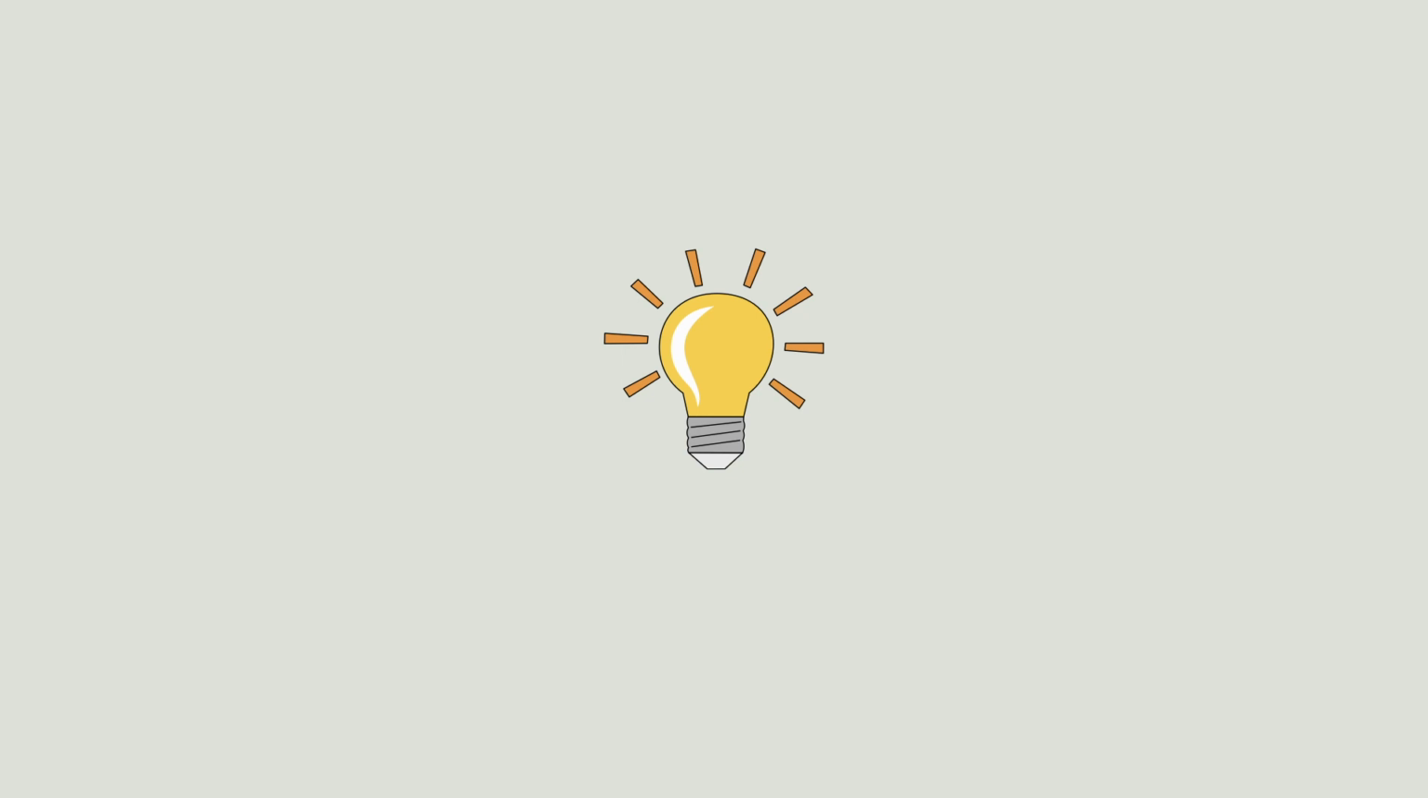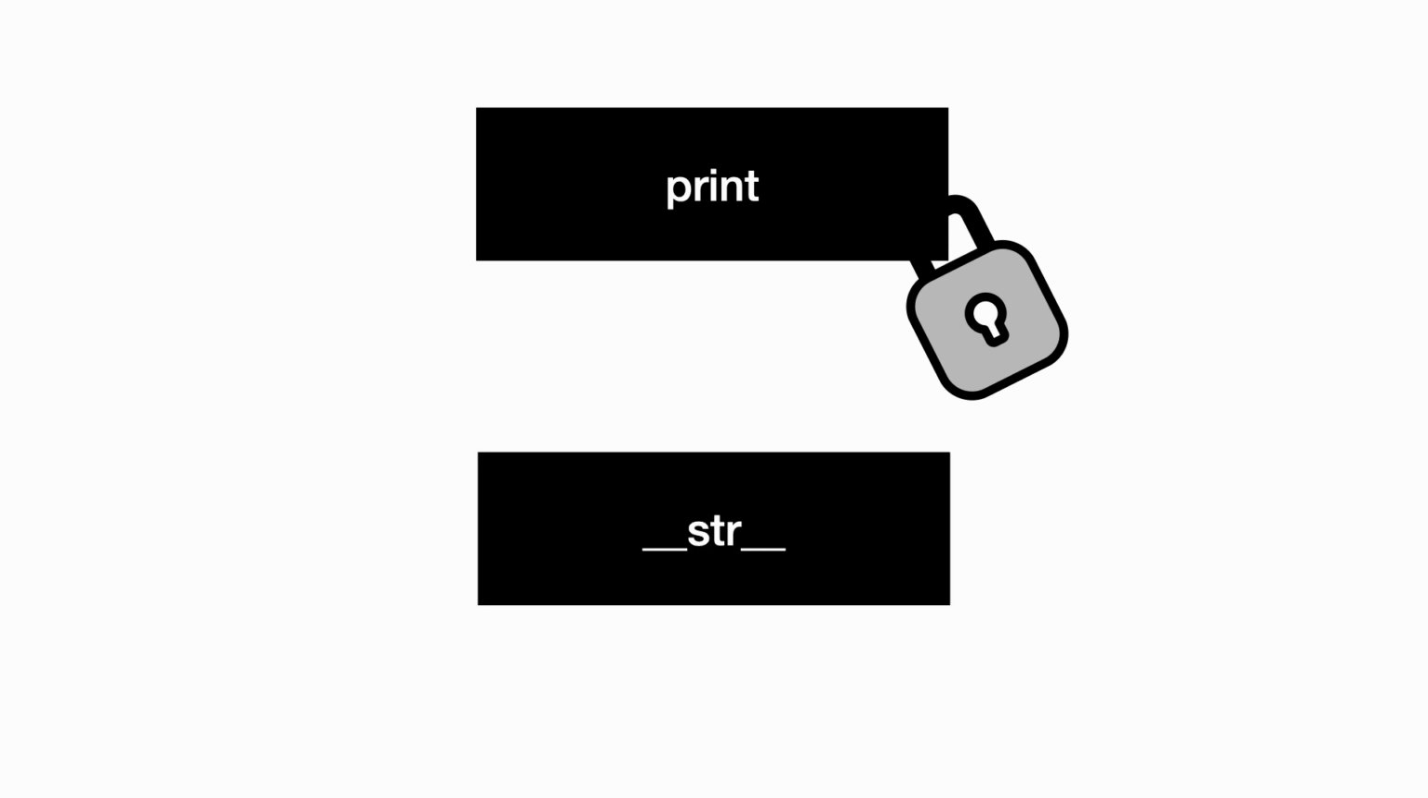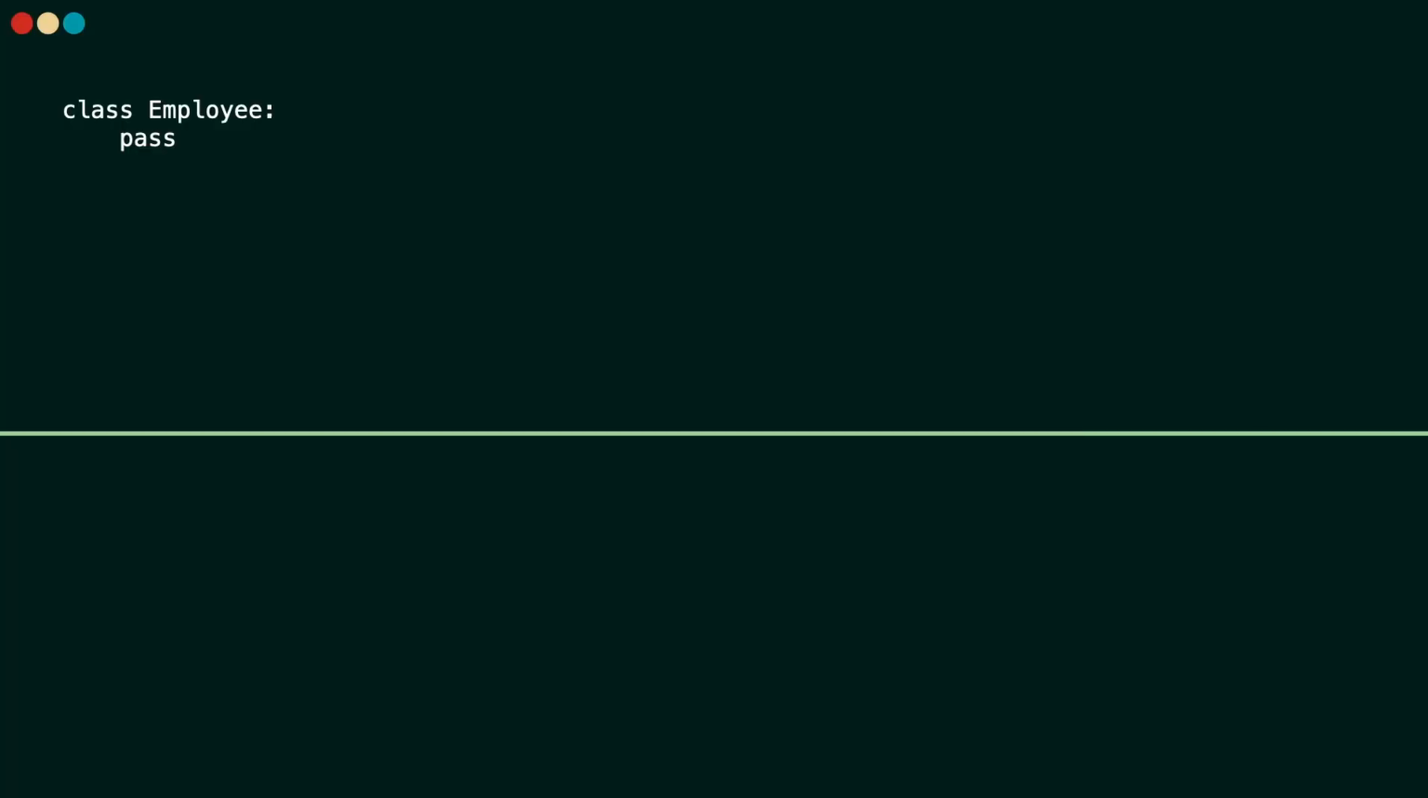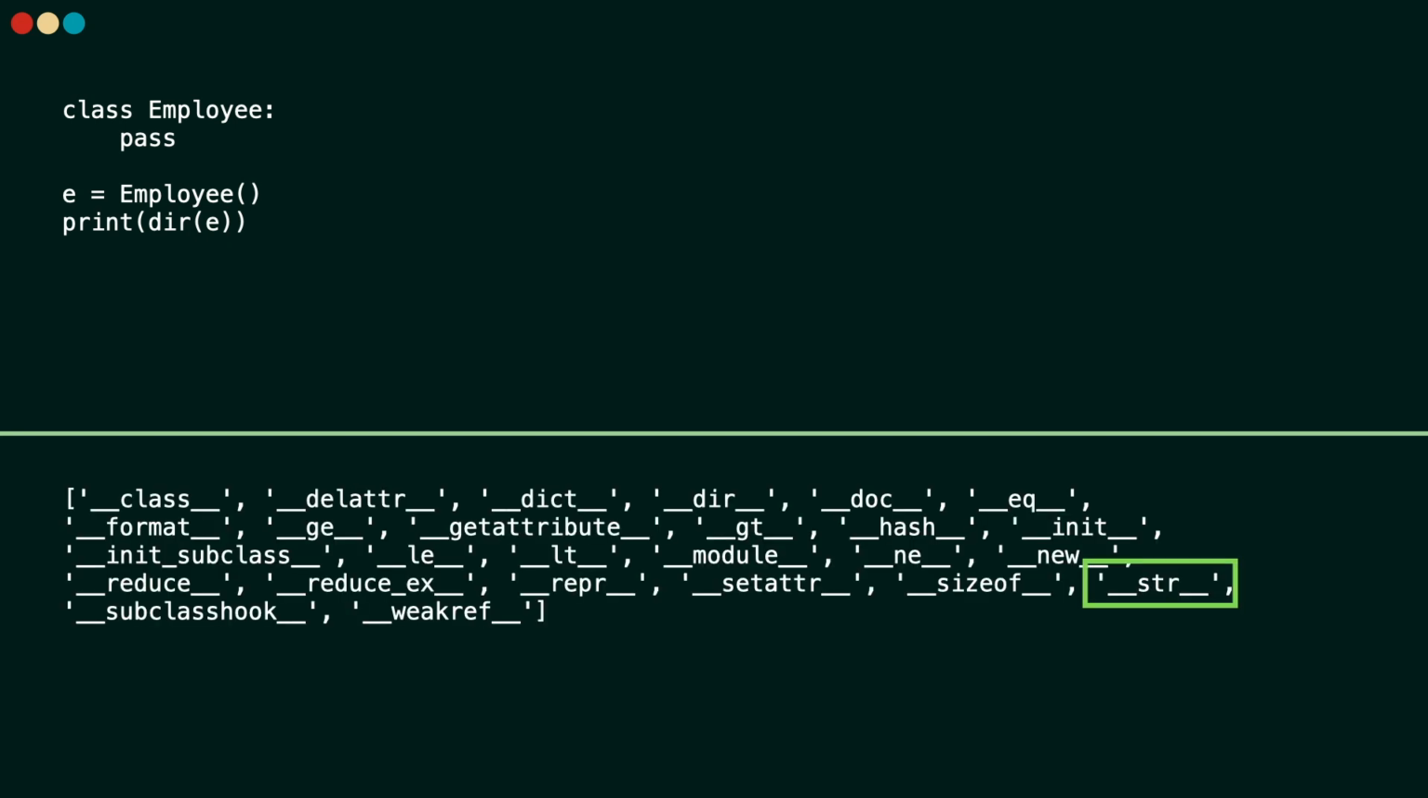And now we arrived at the point where we can make it even more interesting. Because now we know what to do when your custom classes need to be printable. You already know you cannot change the print function. So the magic must happen in dunder str. Let me demonstrate this. Here is an empty class Employee. I create an instance and inspect it. Does it have dunder str? It does. By default, custom classes already have dunder str. The question is, what does it return?